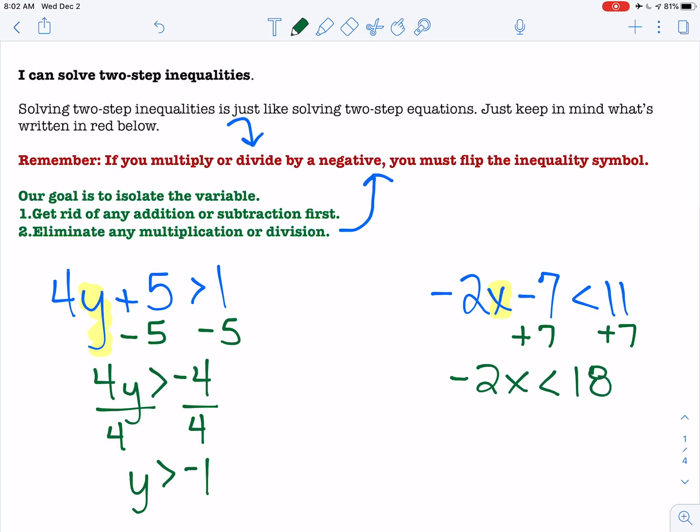So now I say, okay, well, let's get rid of any multiplication or division. So I'm going to divide both sides by negative 2 because I have negative 2 being multiplied by x. Now here's where the magic happens. Because I'm dividing by a negative, my inequality symbol is going to change. Instead of being less than, now it becomes a greater than. 18 divided by negative 2 is negative 9. So that's an example of that very important step. Let's look at a couple of other examples.